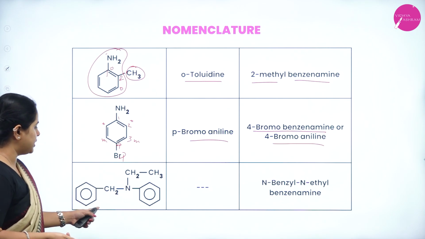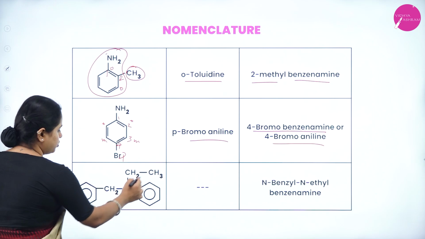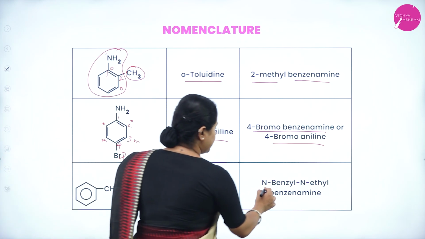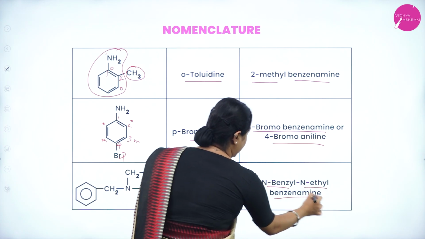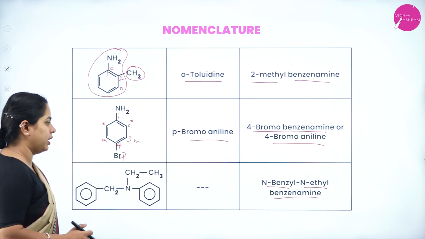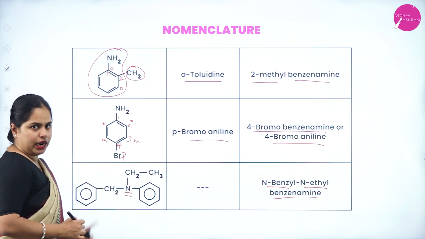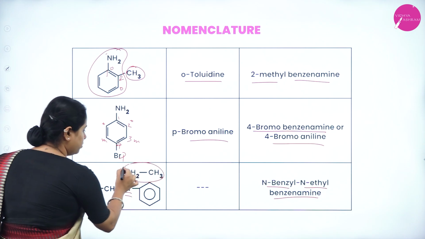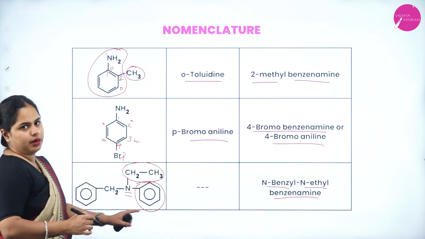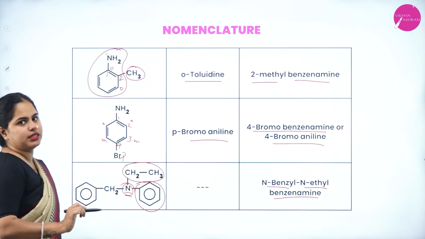Now here you can see the structure. You have a CH2 here and NCH2, CH3, and again you have a benzene ring here. So the IUPAC name is N-benzyl N-ethyl benzenamine. Now how is it N-benzyl N-ethyl benzenamine? As you can see here, on the nitrogen atom you have an ethyl group, that is your N-ethyl, and you have a benzyl group also, that is N-benzyl. Now on this nitrogen you are having ethyl as well as benzyl attached.